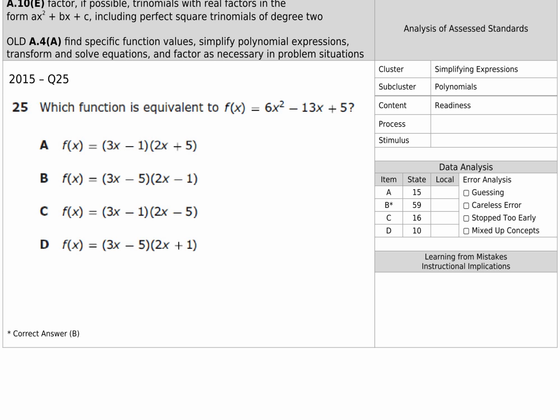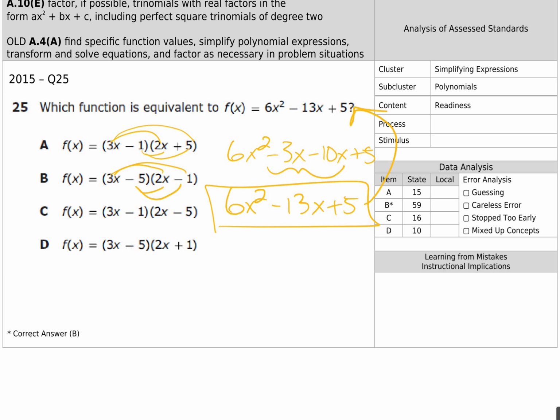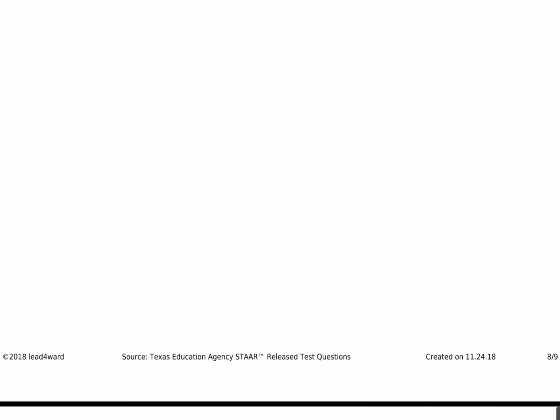Here's another one where we can go distributing through our answer choices because we're given both binomials. I'm going to go ahead and start with B. 3x times 2x is 6x squared. 3x times negative 1 is negative 3x. Negative 5 times 2x is negative 10x. Negative 5 times negative 1 is positive 5. We have common terms right in the middle. 6x squared minus 13x plus 5. That indeed matches. B is the answer.